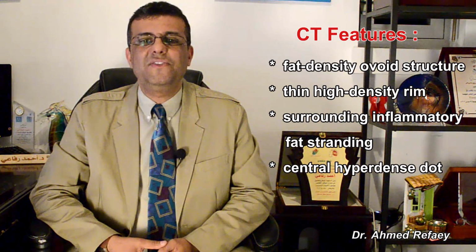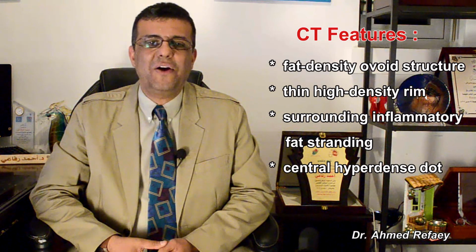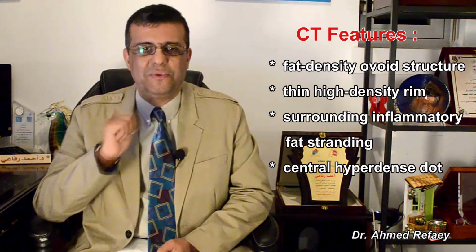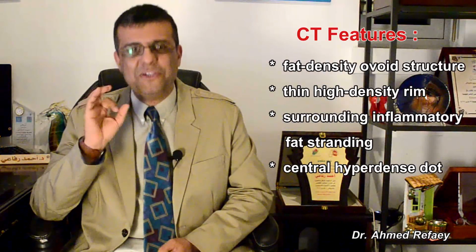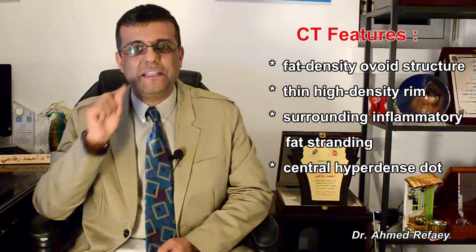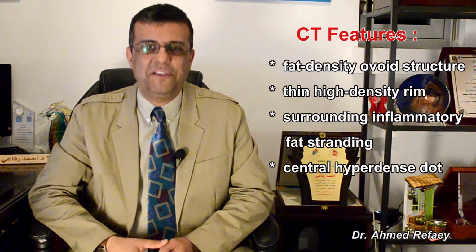What are the features of epiploic appendagitis on CT scan? The CT appearance is usually characteristic, consisting of: number one, a fat density oval structure adjacent to the colon, as you see in this image. Number two, a thin high density rim, as you see here, and sometimes surrounding inflammatory fat stranding, in addition to a central hyperdense dot representing the thrombosed vascular pedicle, as you see in this image. So these are the classical CT features of epiploic appendagitis.